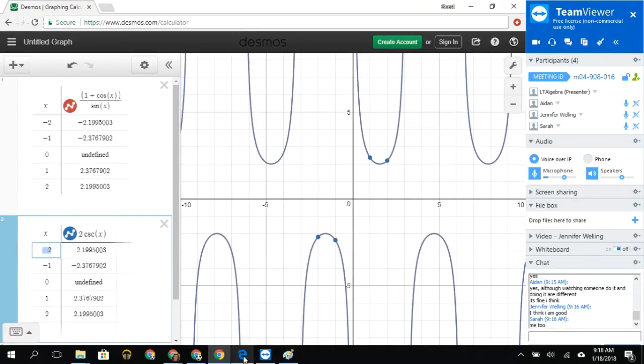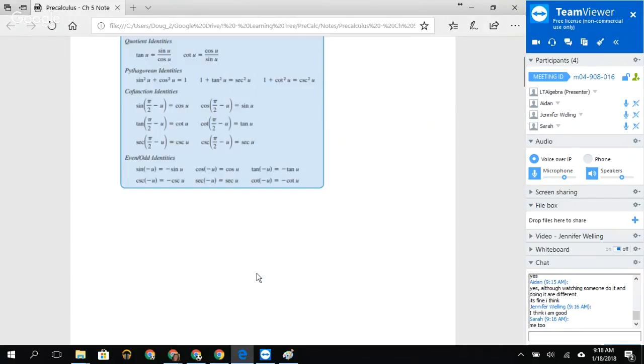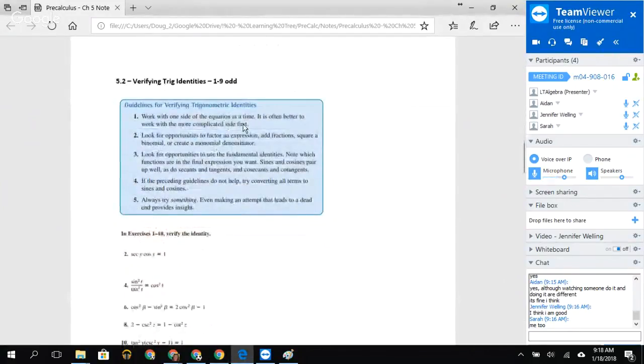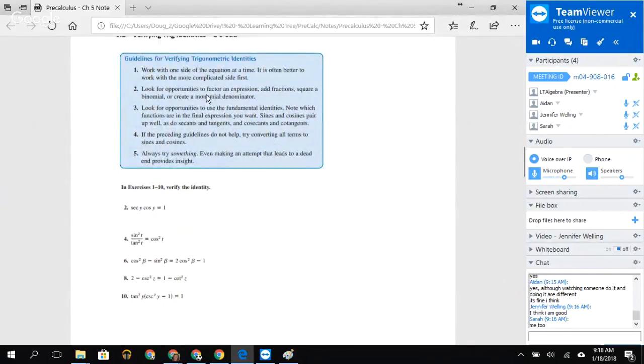Let me pull up my notes here. I actually think the steps for how to verify trigonometric identities is funny because you don't usually hear this in a math book. So you'll see step 1 says, work with one side of the equation at a time. It is often better to work with the more complicated side first. So I think we all know that if we were going to verify this identity down here, we need to work on the left-hand side because there's not a whole lot we can do with the number 1, right? Number 2, look for opportunities to factor, add fractions, square a binomial, or create a monomial denominator.